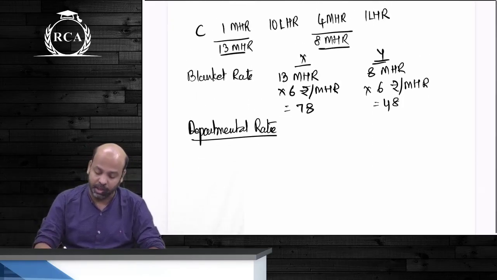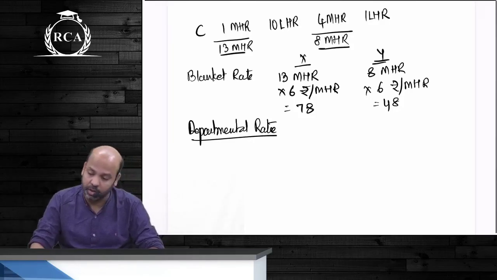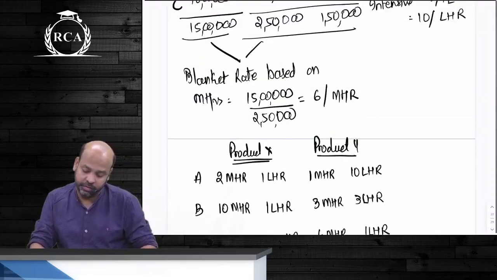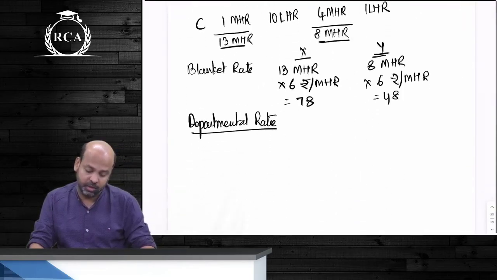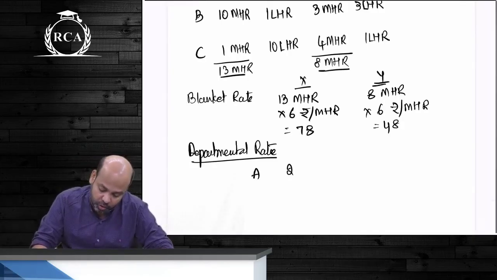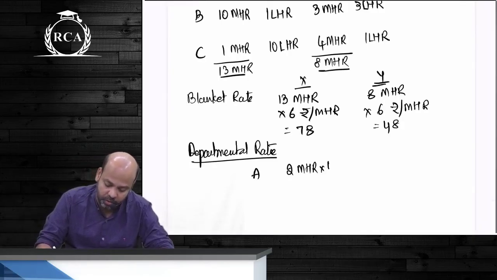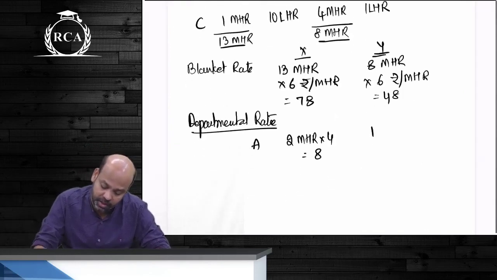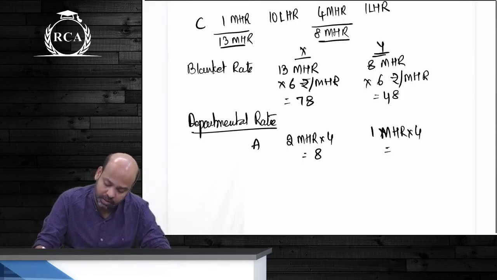And if it is departmental rate as such, guys, how are you going to allocate? In the first department we are doing allocation on the basis of machine hours. The rate is how much beta? 4 rupees. So department A, how much allocation will there be? 2 machine hours multiplied by 4 rupees. That will be 8. For the other one, beta, it is 1 machine hour into 4 rupees only. That is 4.